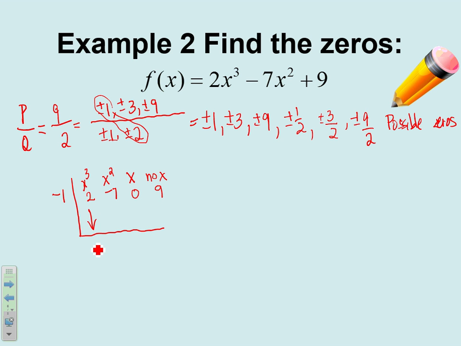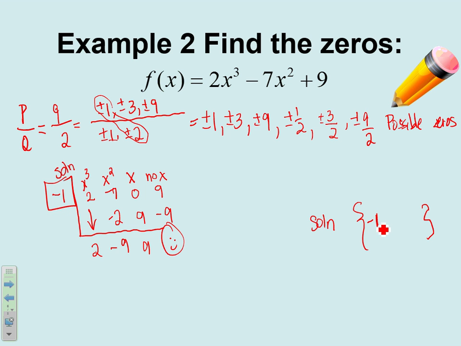Bring down the 2. 2 times negative 1 is negative 2. And that's a 7. That'd be negative 9. That's a positive 9. Negative 9. Oh my gosh, I got a 0 right away. That's awesome. All right, so we know that this is a solution. So we're going to write that over in our solutions. Negative 1 is a solution.